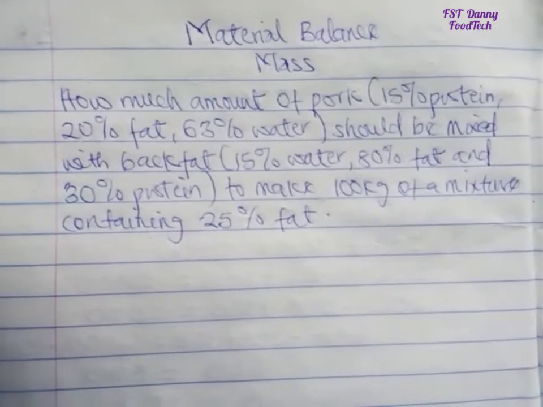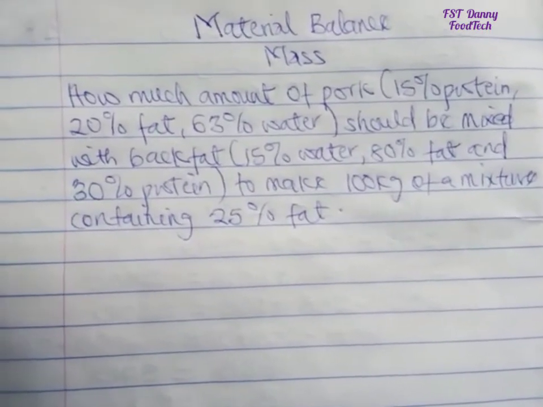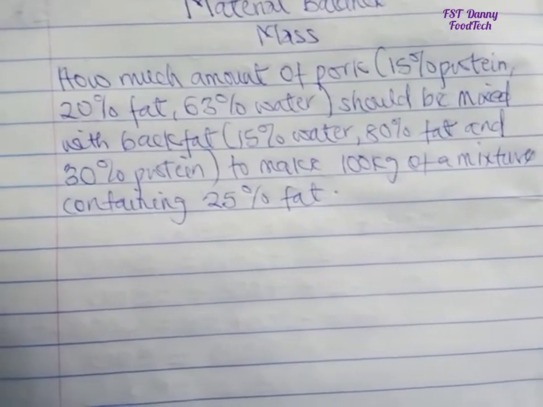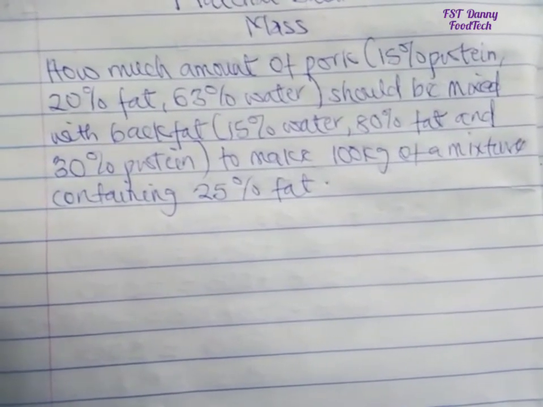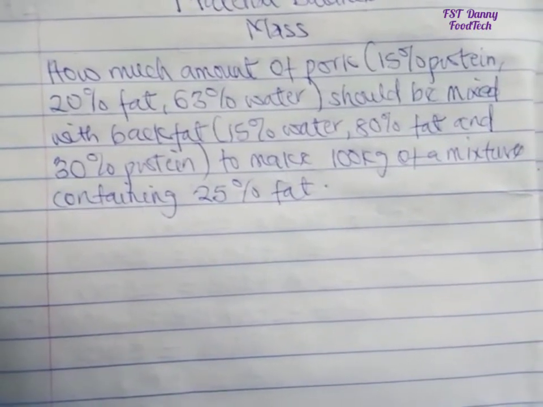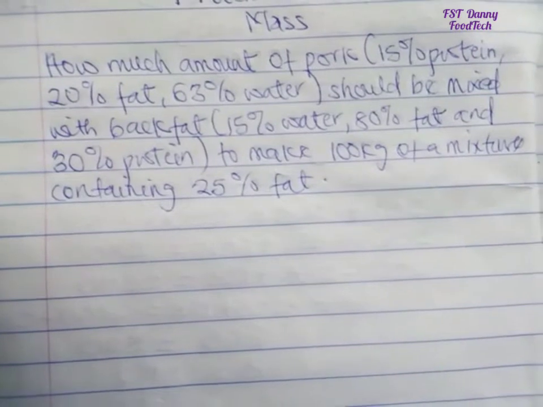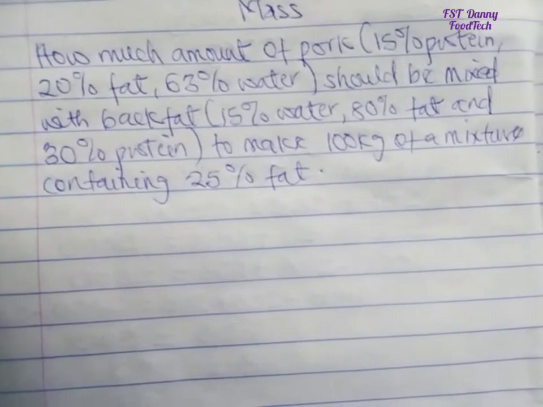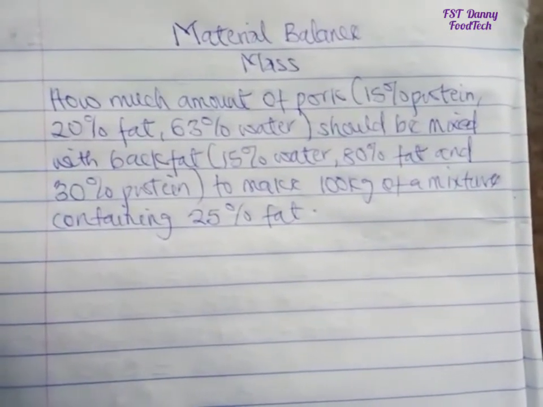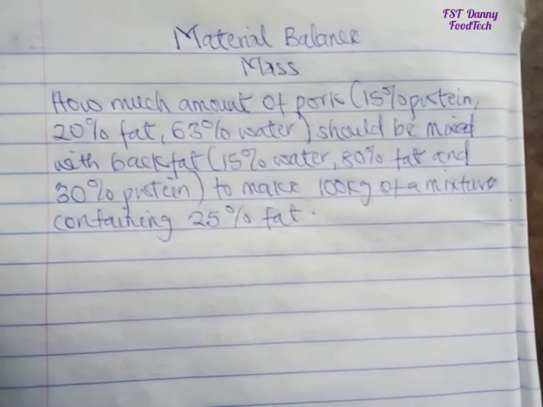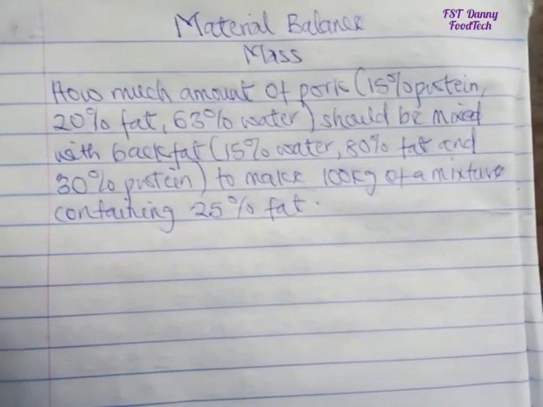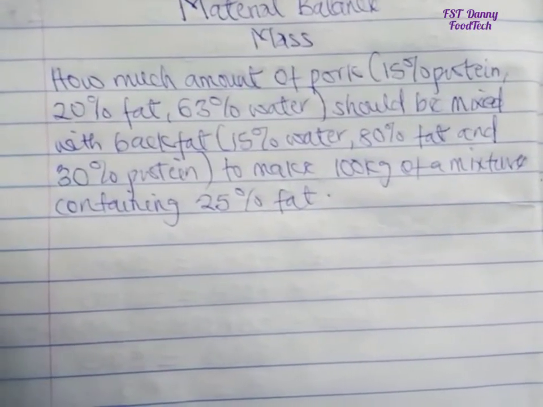In today's video, I'll be sharing with you a problem in material balancing, and this problem has to do with mixing two items, two products together to get a particular mixture. And in this case, we have two products like pork and backfat that are to be mixed together to get a mixture.